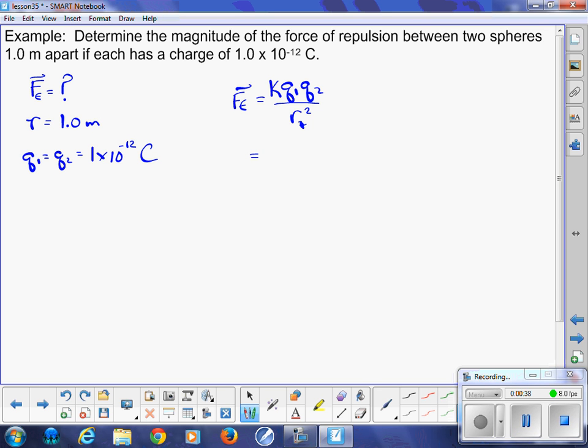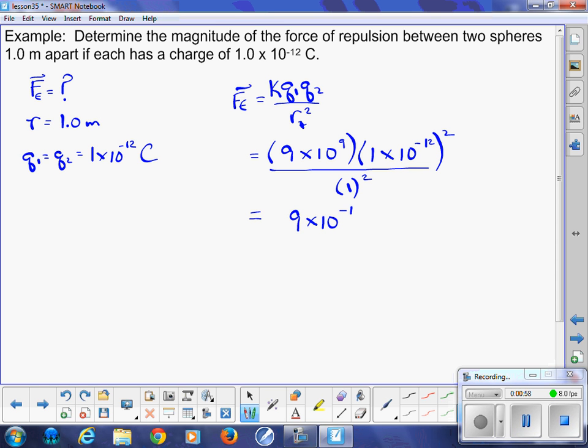So plugging in the values, 9 times 10 to the 9th, and then 1 times 10 to the negative 12. Now they're the same, so I'm going to be efficient, not lazy. I'm going to square them. And then we have 1 meter squared in the denominator. And when you punch that in, 9 times 10 to the negative 15 newtons. Okay, so fairly inconsequential, but that would be the force of repulsion in this case between two charged particles with those conditions. And that's it.